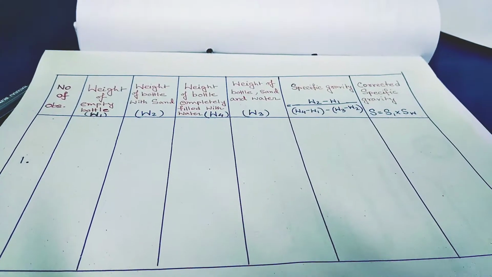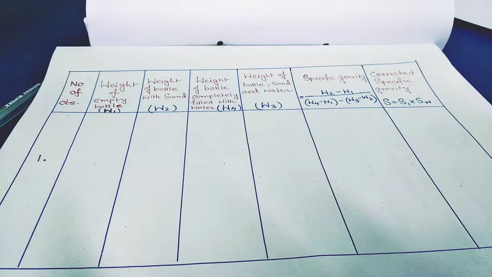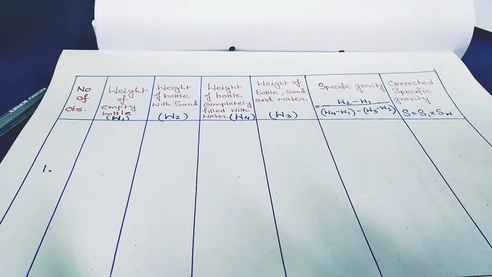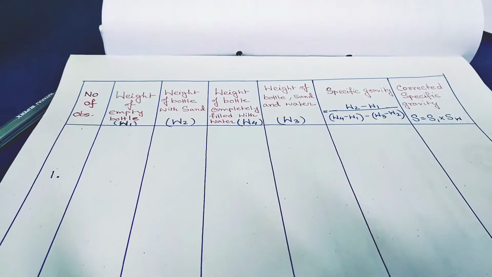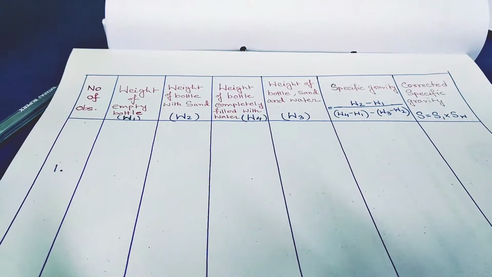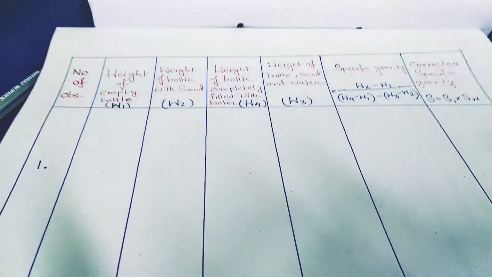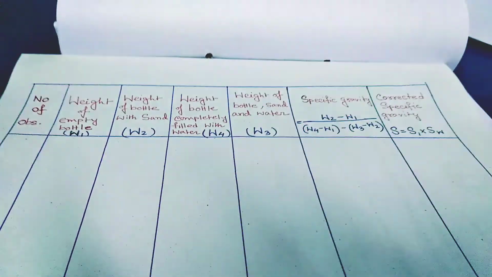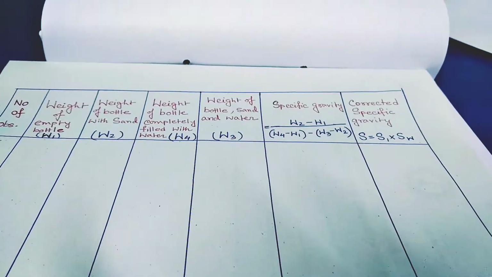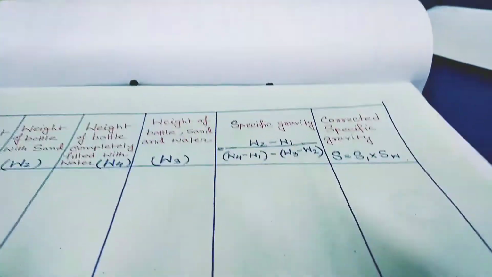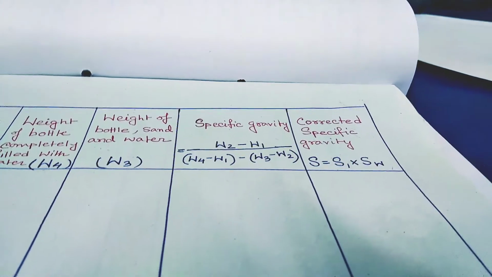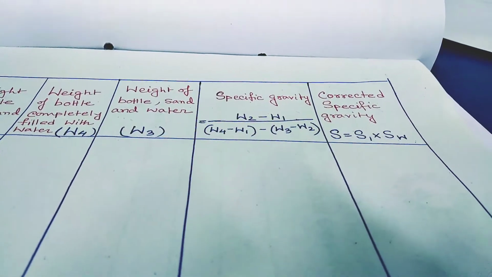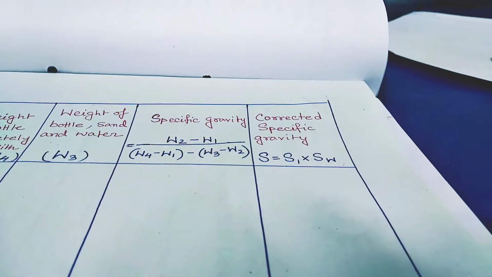This is the observation table for specific gravity. So we can see W1 is the weight of the empty bottle, W2 is the weight of the bottle with sand, W3 is the weight of the bottle completely filled with water and sand, and W4 is the weight of the bottle completely filled with water. So after calculating W1, W2, W3 and W4, we can calculate specific gravity. Since we already discussed that specific gravity will be equivalent to the mass of the object and the mass of the water.